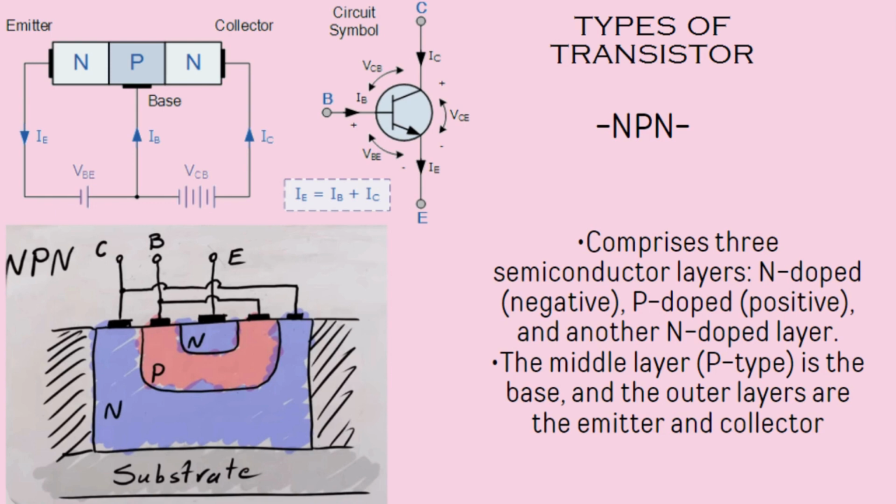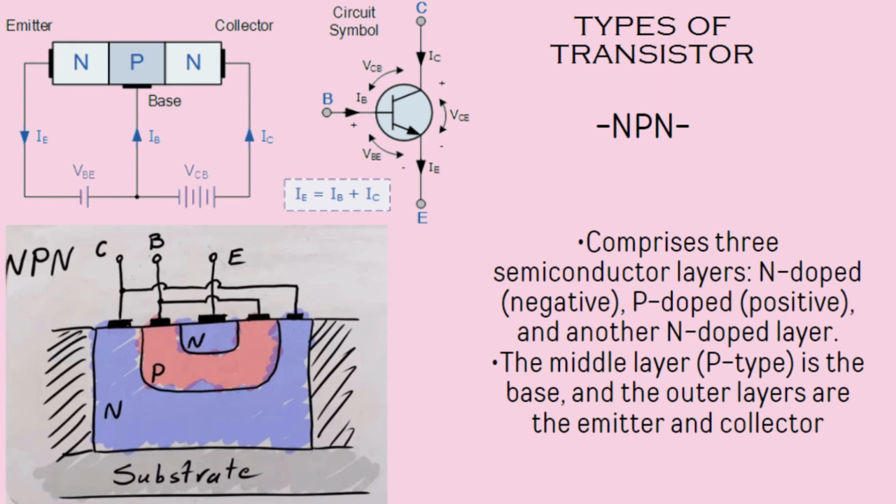The NPN consists of three layers of semiconductor material. As we can see in the figure, P-type material is sandwiched between two layers of N-type material. The three layers are called the emitter, base, and collector. The base is P-type.